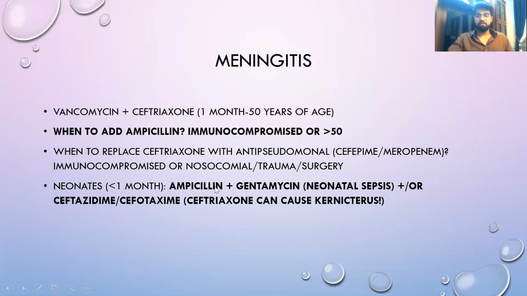The reason we have ampicillin here is that we need to cover an organism called group B streptococcus, or Streptococcus agalactiae. We know it is a very common cause of neonatal pneumonia, meningitis, sepsis. So this is what we need to cover with ampicillin. Gentamicin will cover those gram negatives. It is a very good aminoglycoside and it works in neonatal infections.